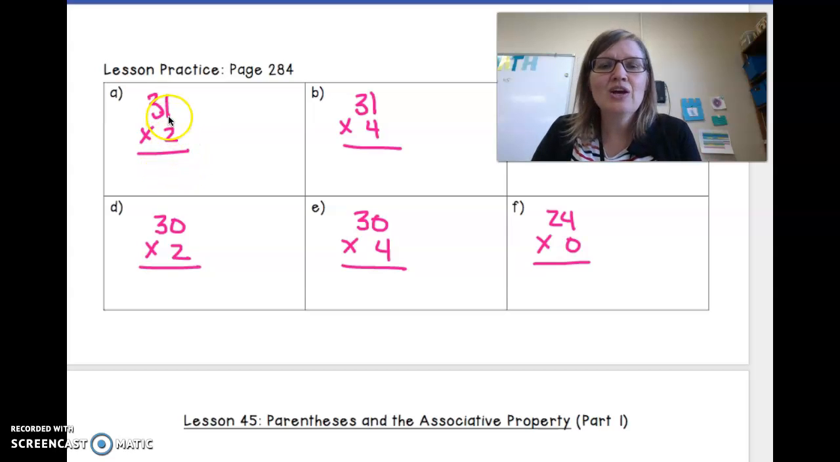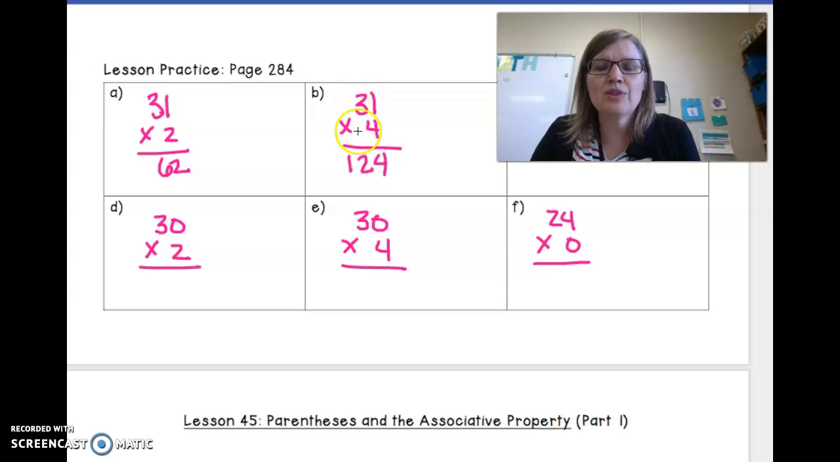So here we go. 2 times 1 is 2. 3 times 2 is 6. 4 times 1 is 4. 4 times 3 is 12.